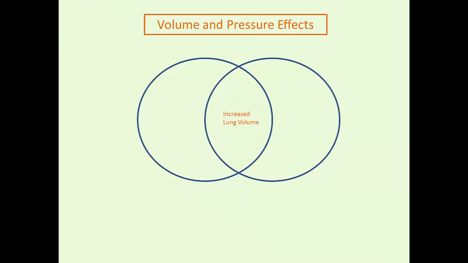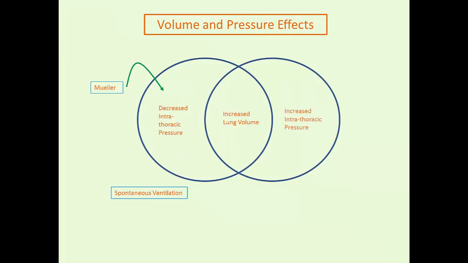Back to the VEN. Part A, increased lung volume. Part B, just decreased intrathoracic pressure, my mini Mueller. Part C, spontaneous ventilation, which is the summative effects of both decreased intrathoracic pressure and increased lung volume. Part D, just increased intrathoracic pressure and the mini Valsalva. Part E was the two of those combined: increased lung volume and increased intrathoracic pressure, and that is your intermittent positive pressure breath or ventilation.